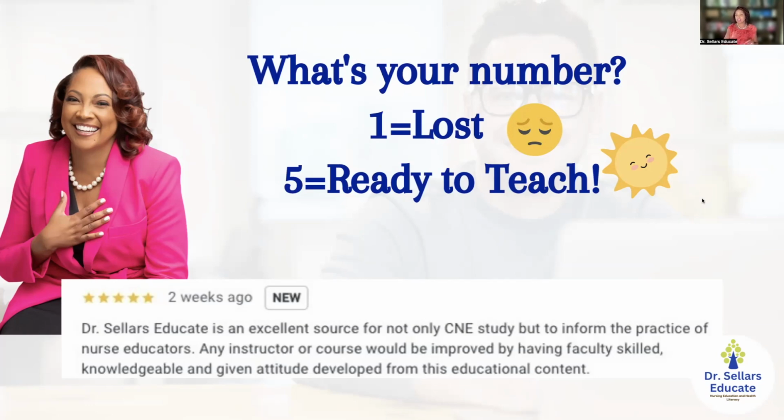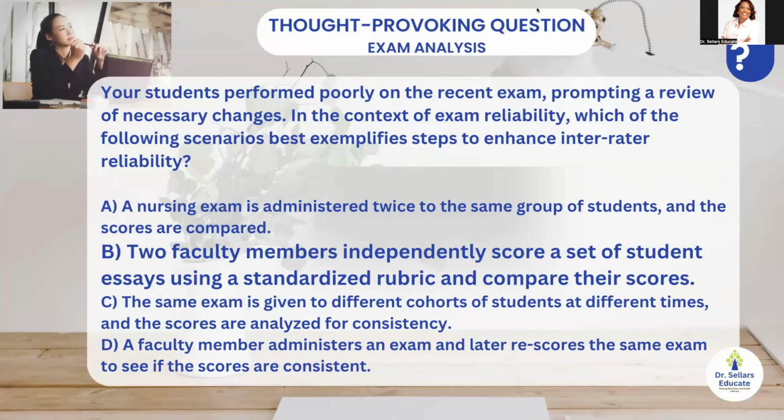So now let's transition and see what you thought about our thought-provoking question. So the correct answer is B. 2 faculty members independently score a set of student essays using a standardized rubric and compare their scores. So if you didn't choose the correct option, that's okay. We're going to talk about some of the key elements to really help you hone in on some of these concepts related to exam analysis to help you improve your confidence and your competence.